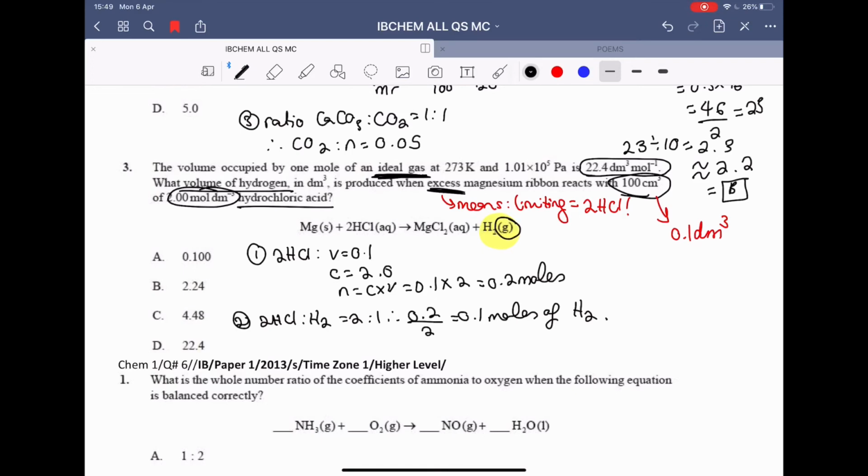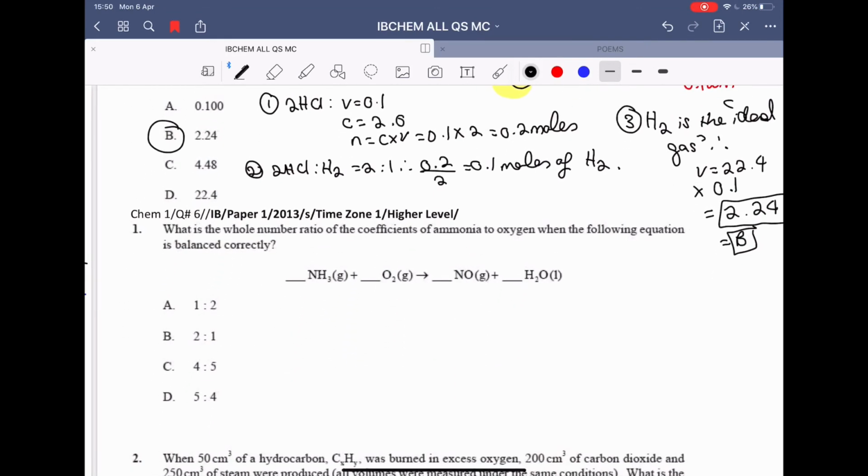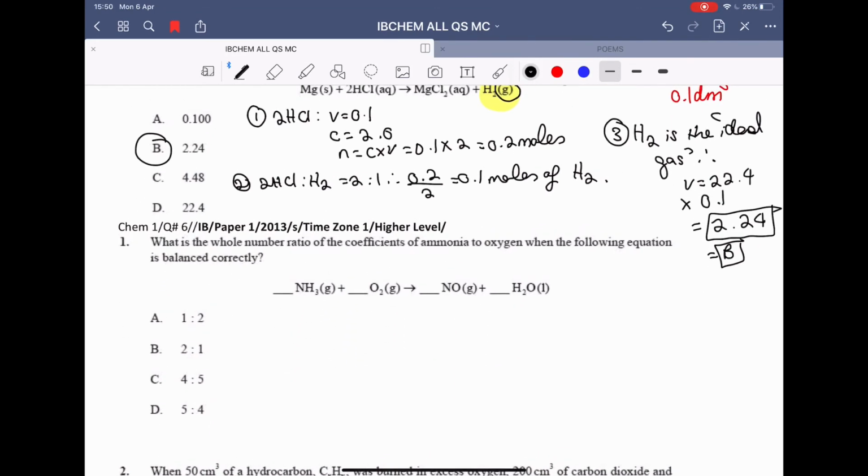Again, highlighting how hydrogen is the gas, therefore you must use the information about the ideal gas for it. It's closest to what you need, like what is given in the question. So what I'm doing here is, volume we know of an ideal gas is 22.4. And if we know the amount of moles of hydrogen is 0.1, I'm just timesing 22.4 by 0.1, which means you divide it by 10 and you get 2.24, and the answer is B.